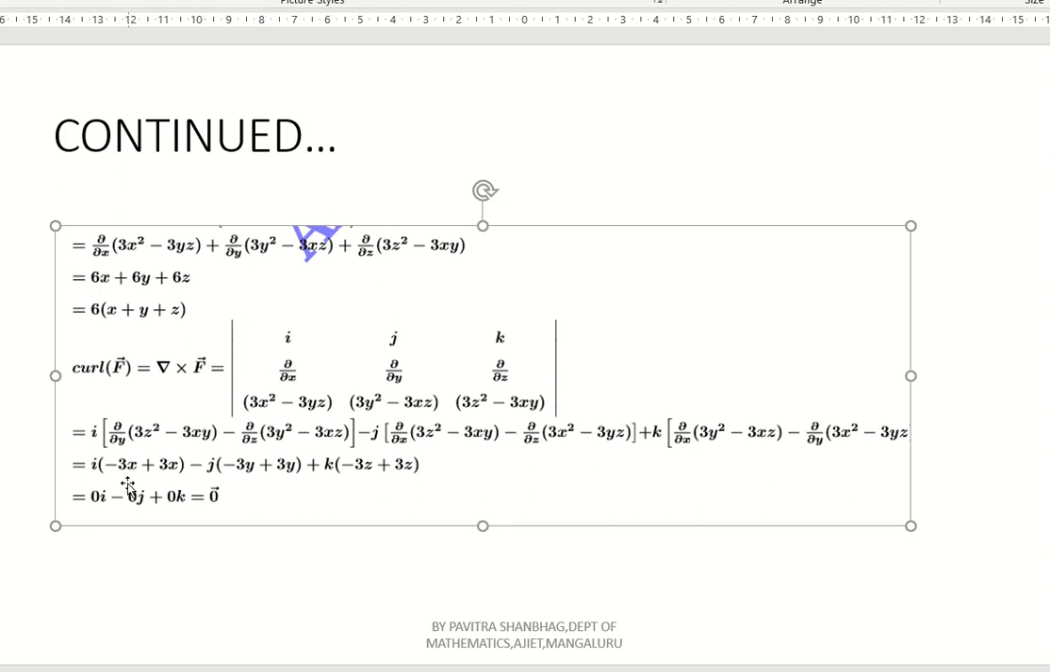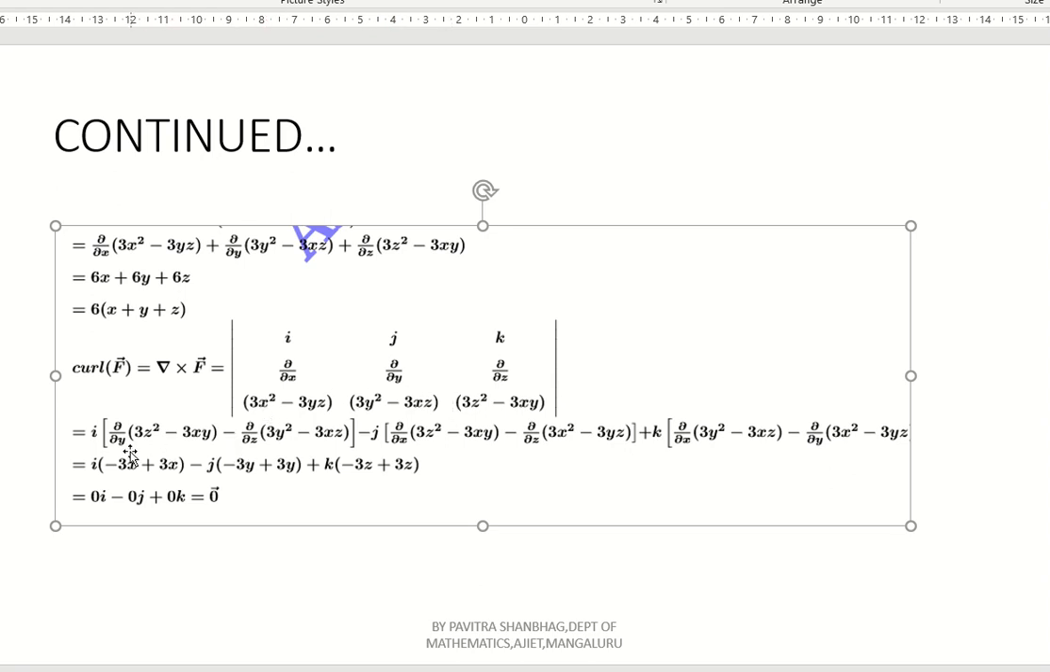So what? i into dou by dou y of 3z square minus 3xy minus dou by dou z of 3y square minus 3xz. Next, plus minus plus rule, minus j. Leave that particular row and column. What remains? Dou by dou x of 3z square minus 3xy minus dou by dou z of 3x square minus 3yz. Next, plus k. That time you have to leave this particular row and column. What you will get? k into dou by dou x of 3y square minus 3xz minus dou by dou y of 3x square minus 3yz.